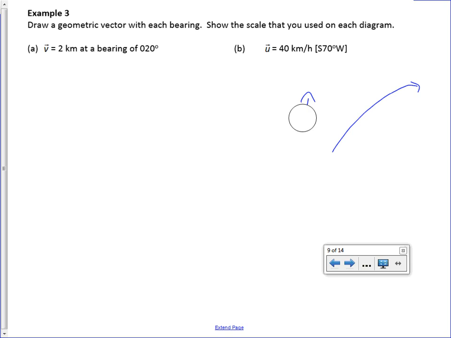So, draw a geometric vector with each bearing. Show the scale you used on each diagram. So they want you, again, they really want you not to just be using a straight edge.